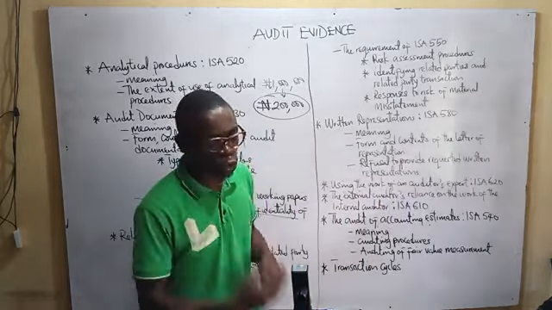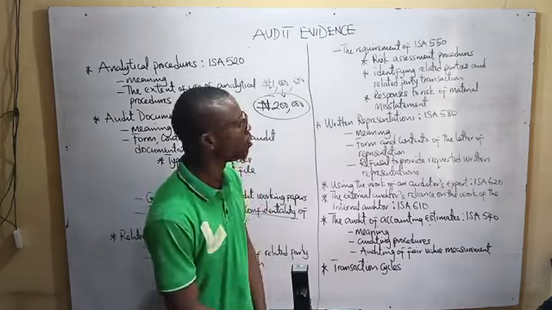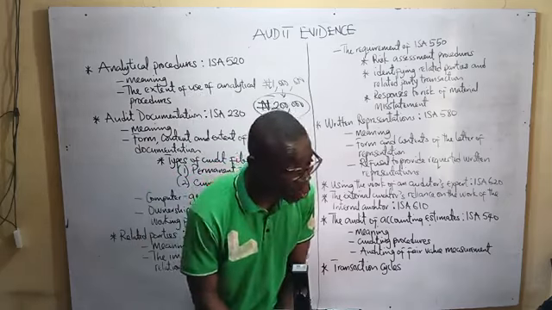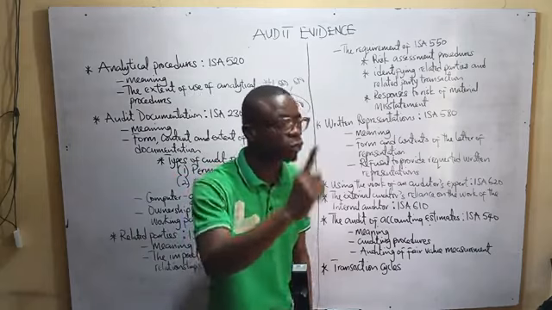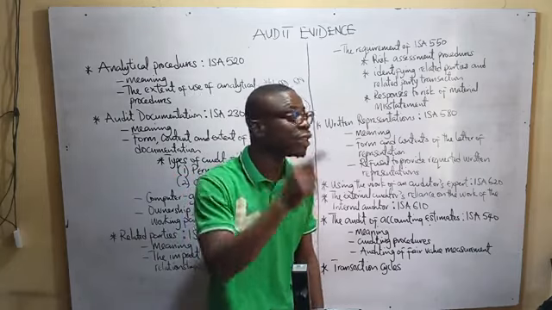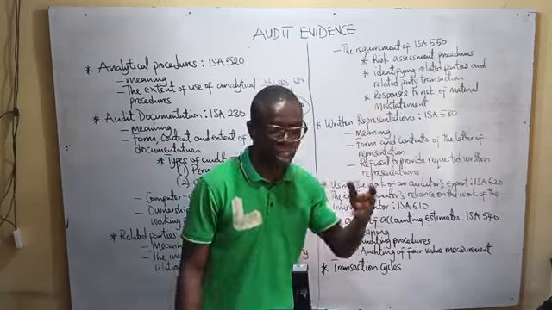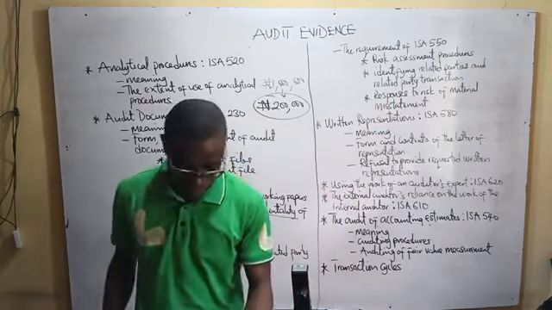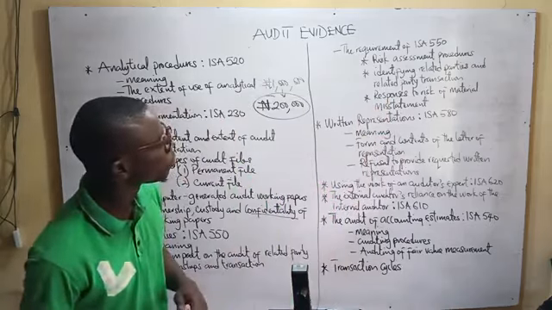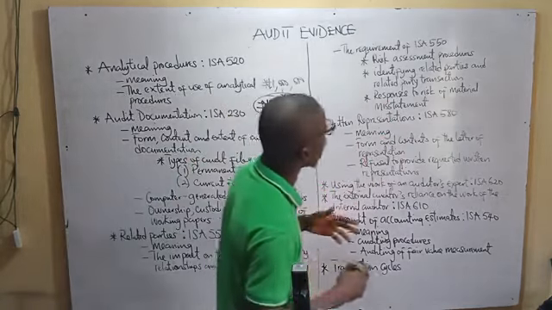If the internal control is weak for them to organize it, the auditor will know that there is a high risk of material misstatement that will be caused by related party transactions. Am I communicating now? So we have looked at the risk assessment procedure.